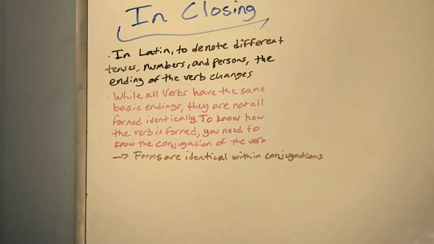Forms within a conjugation, they are identical. So amat and ambulat, those are both first conjugation verbs, and as you see, they both end in at.